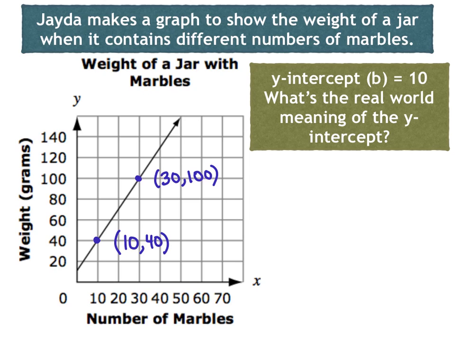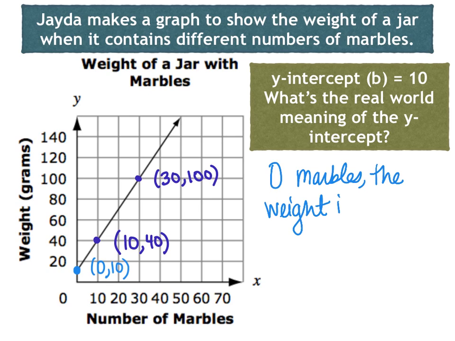Let's also look at the real-world meaning of the y-intercept. The y-intercept is 10, and really it's this coordinate pair right here, which is 0, 10. And the 0 is the x-coordinate, so that's the number of marbles, and 10 is the y-coordinate, that's the weight in grams. So the real-world meaning of the y-intercept is that when we have 0 marbles, the weight is 10 grams.